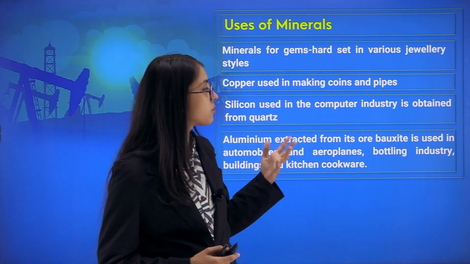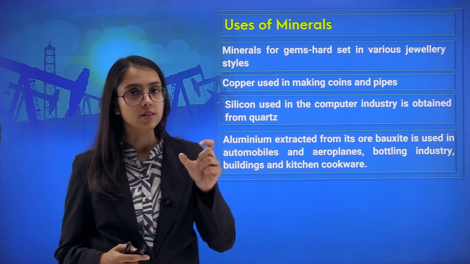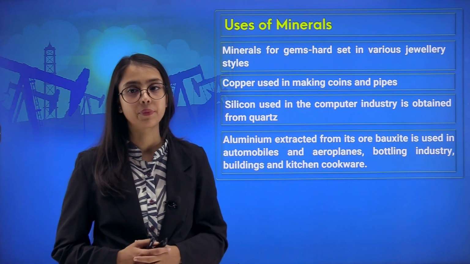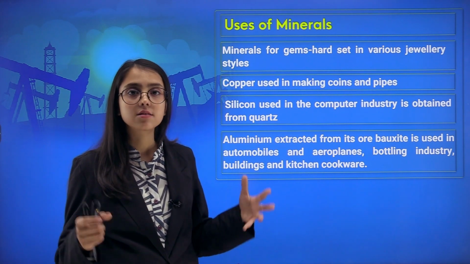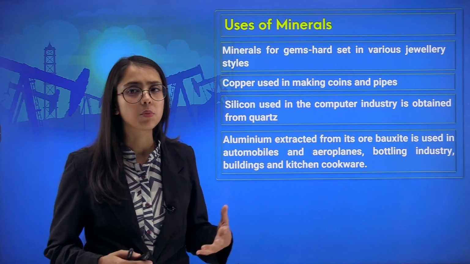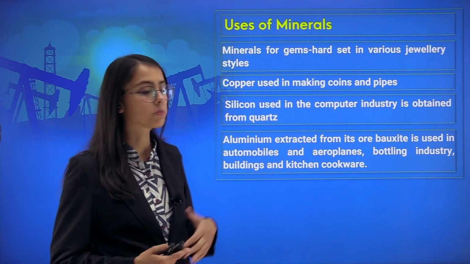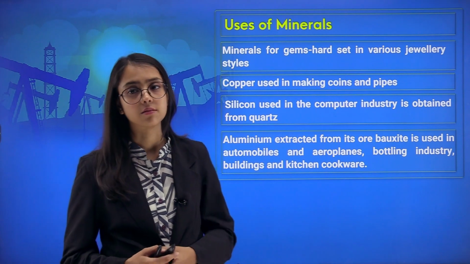Aluminium is extracted from its ore, bauxite. Bauxite is the ore of aluminium and it is used in automobiles to form the cars, the vehicles that we drive, aeroplanes, bottling industry, buildings and cookware.